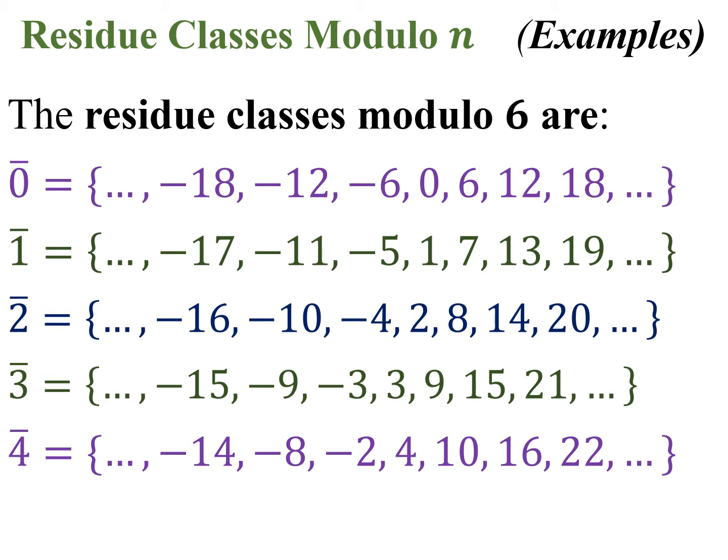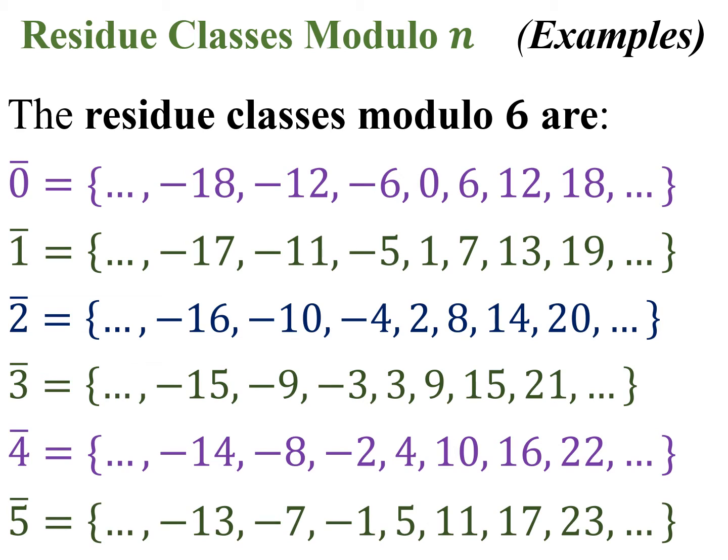The last residue class modulo 6 is class of 5. It contains 5 itself and all the remaining integers which are congruent to 5 modulo 6 are obtained as 5 plus 6 is equal to 11, 11 plus 6 is equal to 17, 17 plus 6 is equal to 23 and so on, and 5 minus 6 is equal to minus 1, minus 1 minus 6 is equal to minus 7, minus 7 minus 6 is equal to minus 13 and so on.